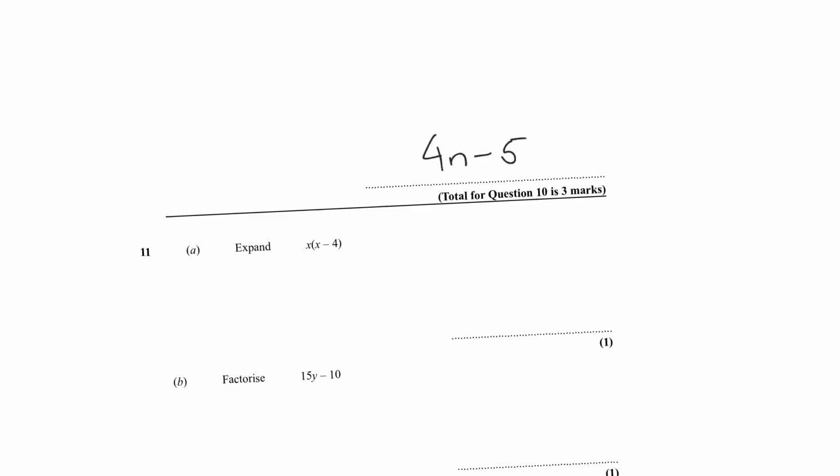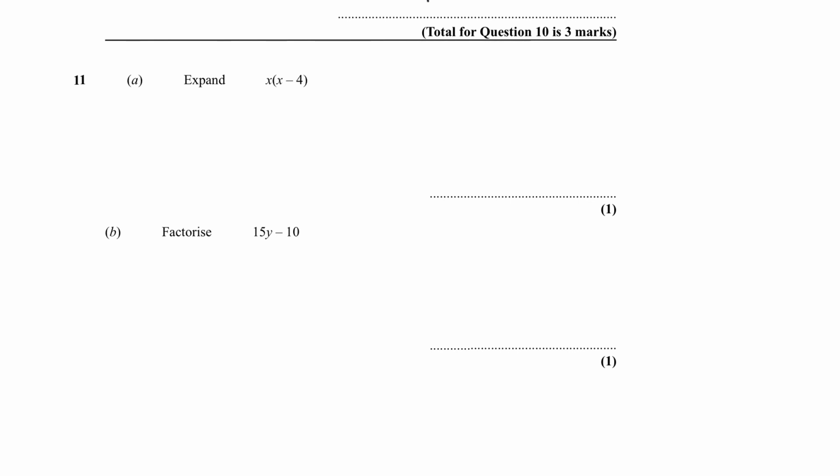Having a look at question 11, it says expand the brackets. So x on the outside would be multiplied by x on the inside, which is x squared. And then x times minus 4, which is minus 4x. And then it wants us to factorize. So remember, when we're factorizing, you're finding the common factor. So the common factor between 15y and minus 10 is 5. So it will be 5 bracket 3y minus 2. Because we found the common factor is 5, and then we basically divided both terms by 5. So 15y divided by 5 would be 3y, and minus 10 divided by 5 is minus 2.